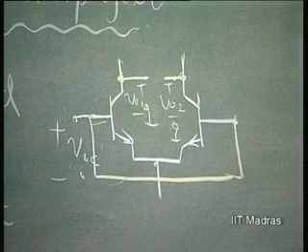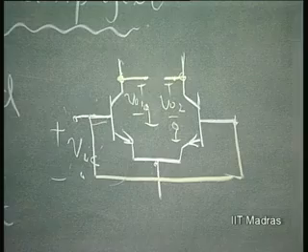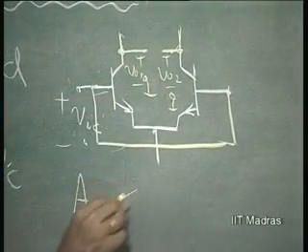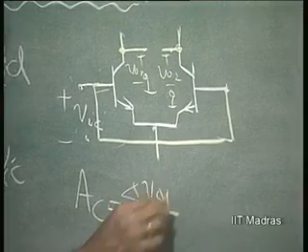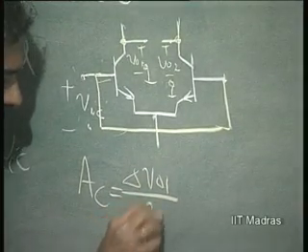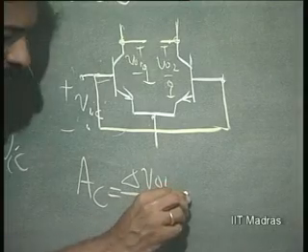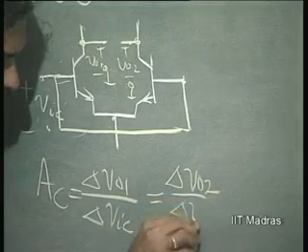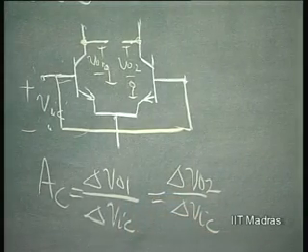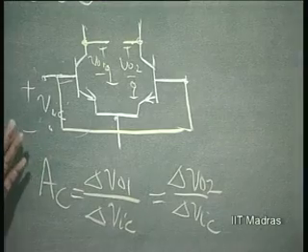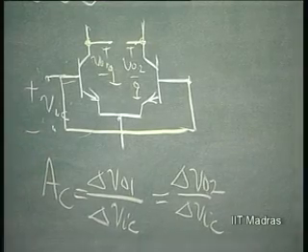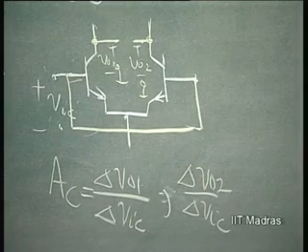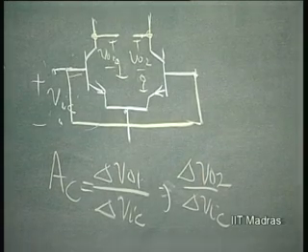Now, measurement is easy as far as this is concerned. If I want to measure AC, I measure the change in V naught 1, delta V naught 1, by delta VIC. Or this is also going to be the same as delta V naught 2 by delta VIC. If these are identical, these two should be the same. I can therefore either measure this or this. These two will be exactly the same. This is simple enough.